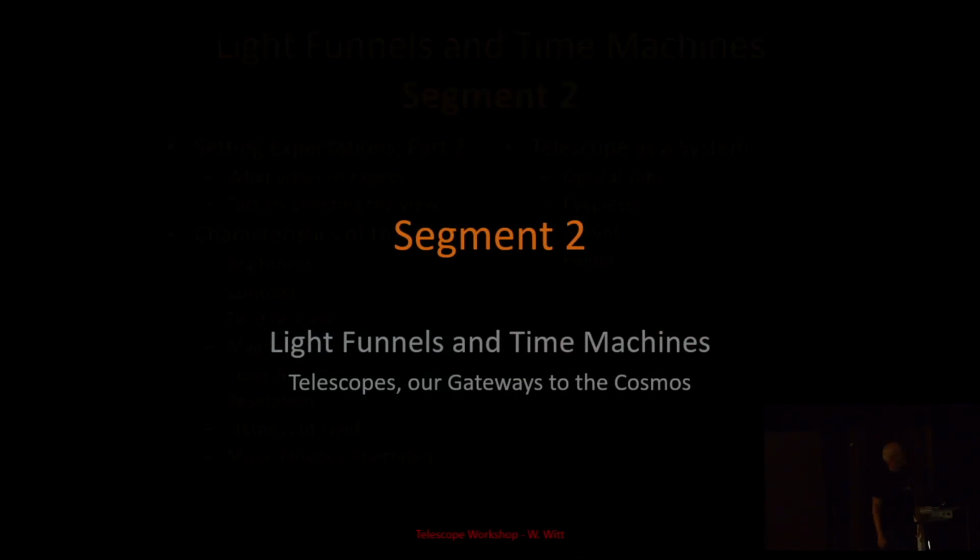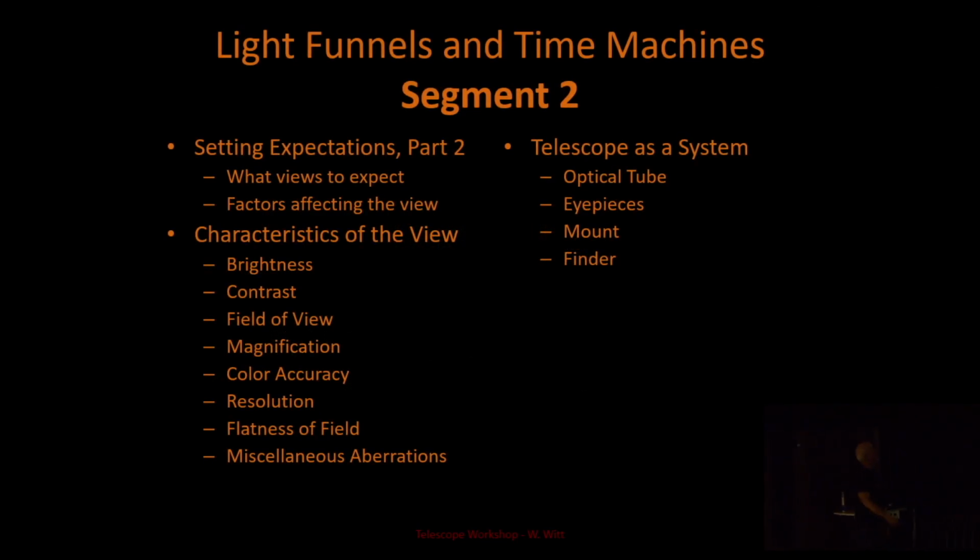And with that, we're going off into segment 2. We'll talk about some more expectation setting. What views do you expect from your telescope? What should you expect to see? Sometimes people buy telescopes, then they're disappointed. I thought it would be more, right? So we want to make sure you know what to look for. We'll talk about some characteristics of the view that are important to understand, and then the telescope as a system. And since you're probably tired of listening to me talk, Swami, do you want to do the expectation settings part 2?